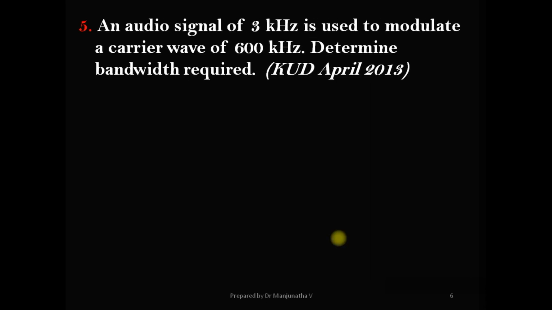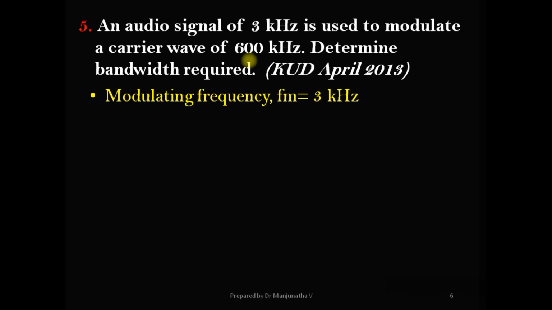Now let's see the problem number 5. An audio signal of 3 kilohertz is used to modulate a carrier wave of 600 kilohertz. Determine the bandwidth required. So we can calculate the bandwidth by using the upper sideband frequency and also the lower sideband frequency. Here the modulating frequency is given 3 kilohertz.